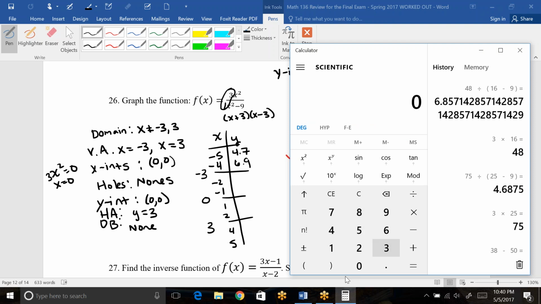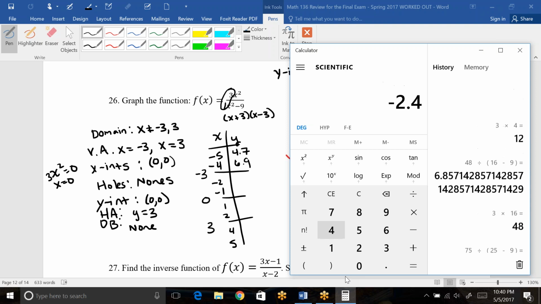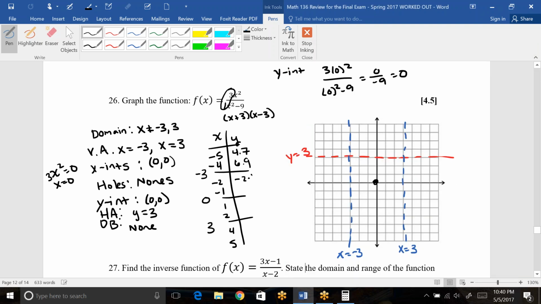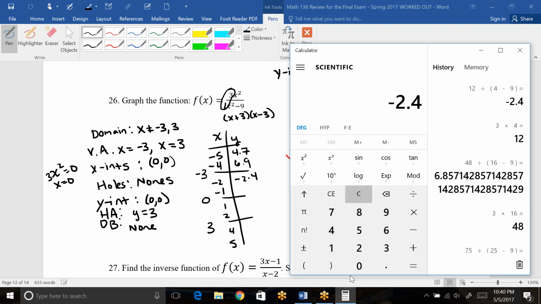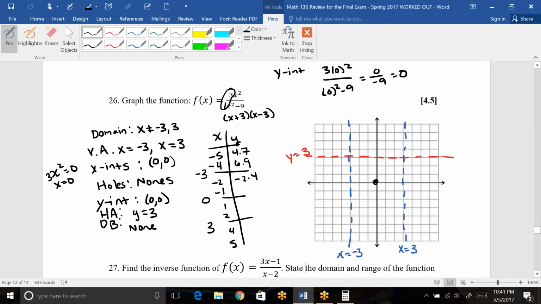-2, so 3 times -2 squared would be 3 times 4, divided by 4 minus 9. So that's -2.4. If we plug in -1, that would be 3 on top, divided by -8 on the bottom. So that's -0.38.